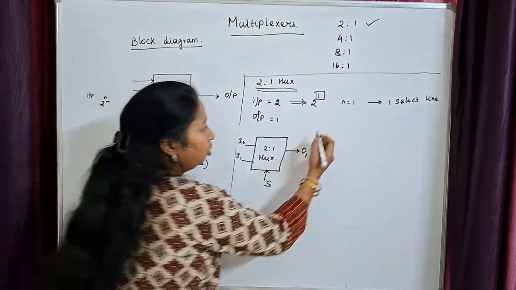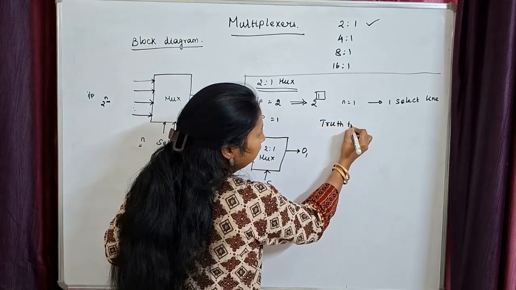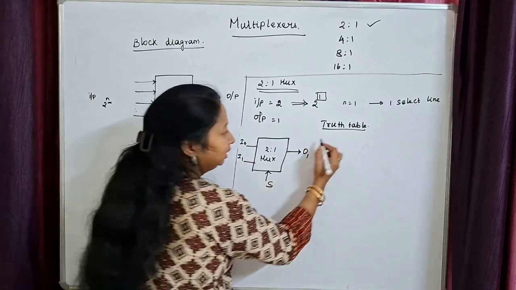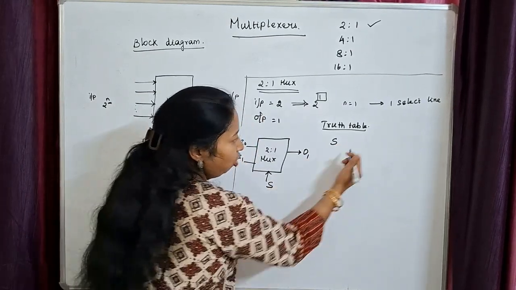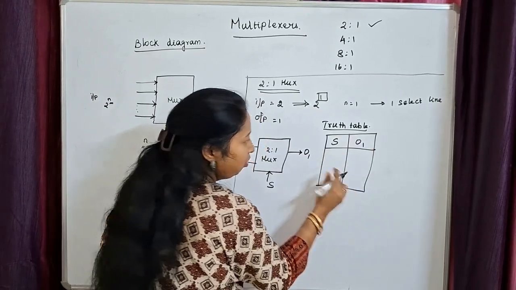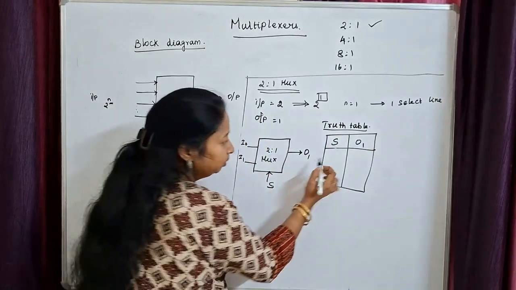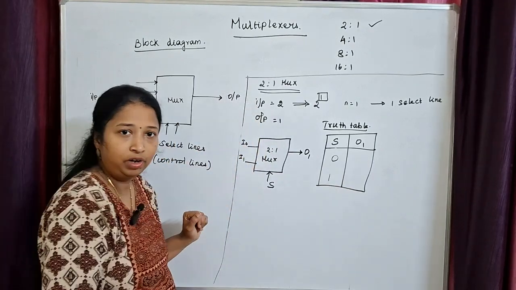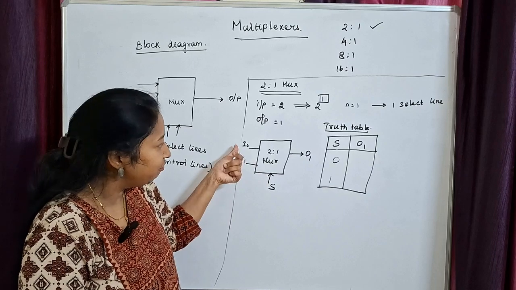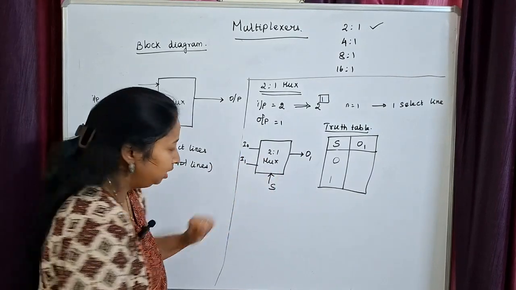You have to draw a truth table. Now, how many select lines are there? You have got only one select line. And how many outputs have you got? You have got only one output. If you have got one input, how many combinations are possible? 2, that is 0 and 1. Clear? Now, depending on the value of S, we will be deciding which input has to be routed to your output.